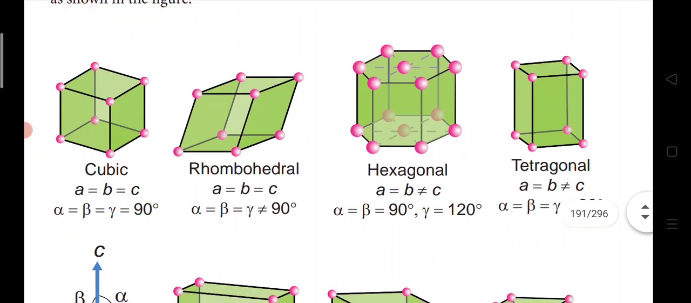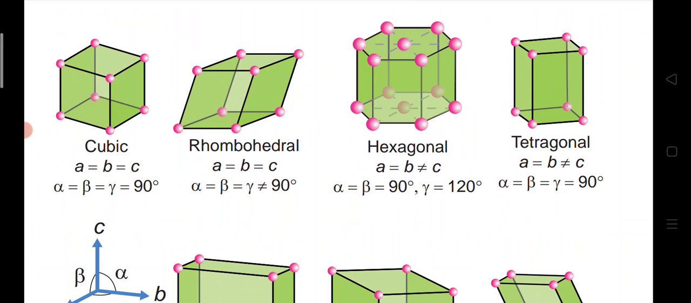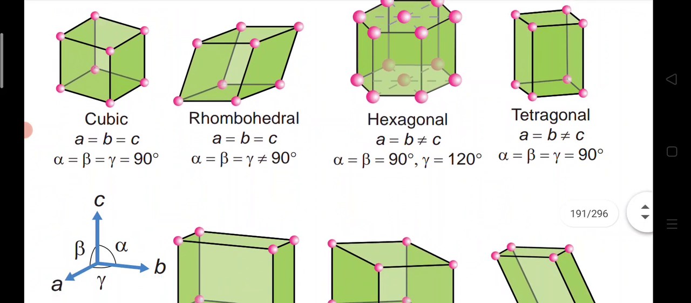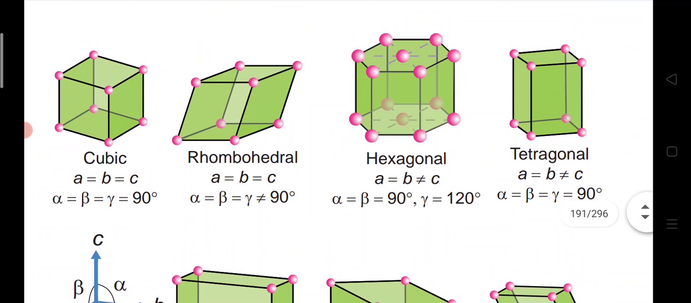So if you see here, first we have cubic, where A, B, C are equal and alpha, beta, gamma are equal to 90 degrees. And rhombohedral means A is equal to B is equal to C, but the angles are not 90 degrees, where alpha is equal to beta is equal to gamma is not equal to 90 degrees. And hexagonal, alpha is equal to beta is equal to 90 degrees, but gamma is 120 degrees. All these will be asked in 1 mark objectives, and they may ask you to draw in 5 mark, 2 mark or 3 mark.